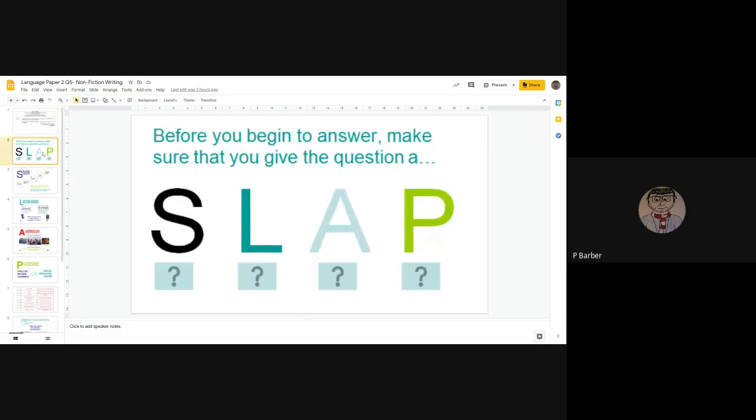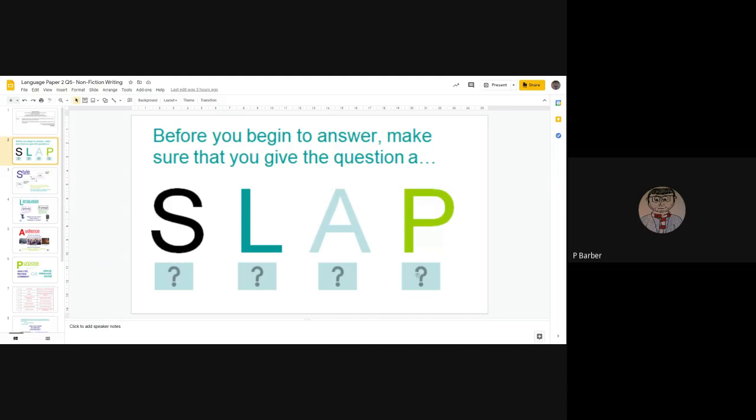Now, when we approach a question, a strategy that I like to use is to give the question a SLAP. This is an acronym that's quite useful for developing an answer, or helping to set your stall out before you start writing, helping to plan your ideas out and think about what am I actually being asked to do, because you don't want to start a piece of writing and realize halfway through that actually I'm not really doing what I've been asked to do. It's a nice little acronym.